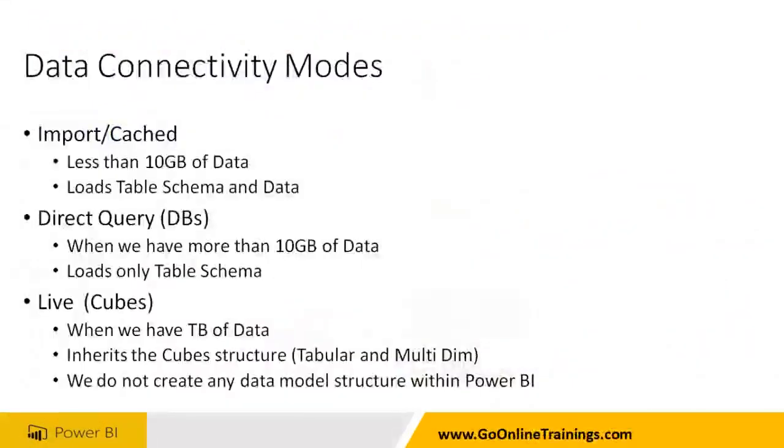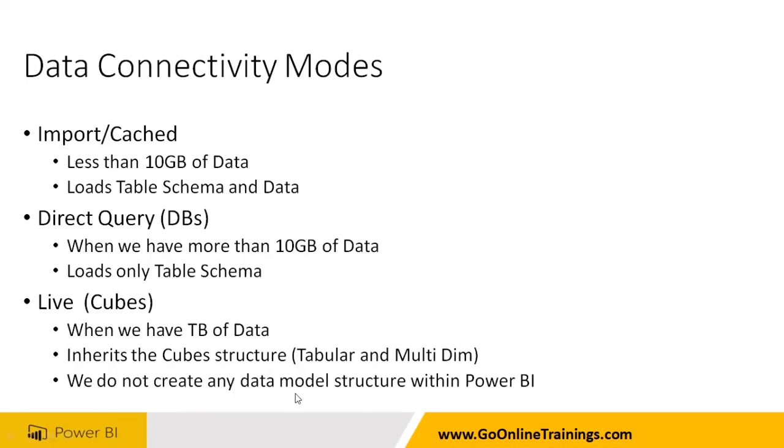So, data connectivity modes we discussed, right? Import, also called cached: less than 10 GB of data we can store, and it loads the table schema and the data. Direct query: when we have more than 10 GB of data after compression, we need to use direct query. Direct query is available only with SQL, and SQL means any RDBMS. Live means cubes. When we have terabytes of data, it inherits the cube structure. Tabular and multi-dimensional model cubes we can use.